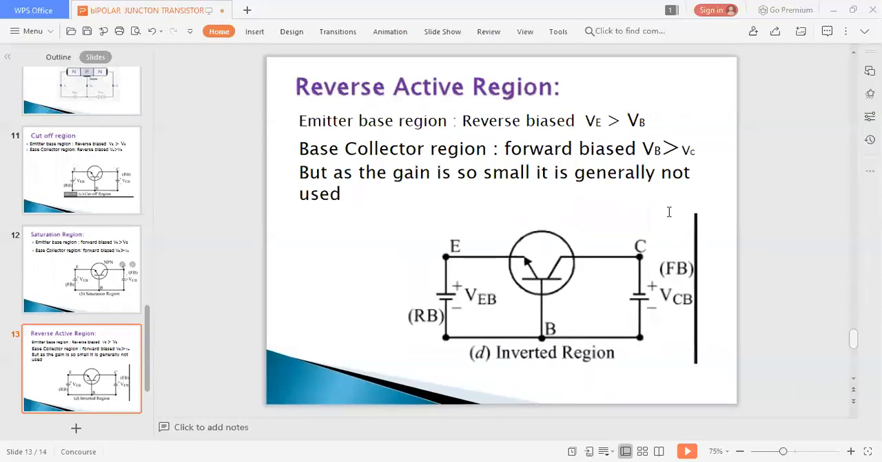Next, reverse active region. In this type of region, the emitter base is reverse biased and emitter voltage is greater than the base voltage, and the base collector is forward biased and the base voltage is greater than the collector voltage. But as the gain of the reverse active region is so small, it is not generally used, and it is just opposite to the active region.